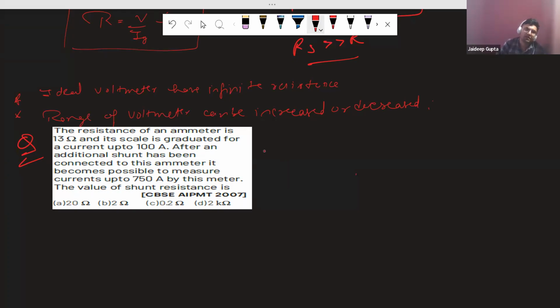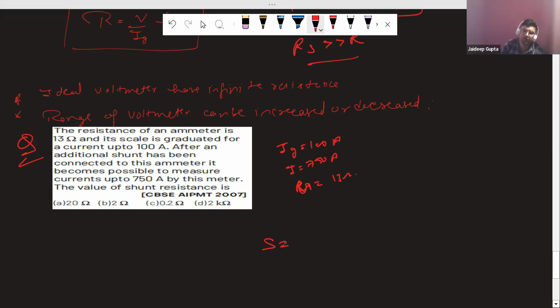Now, what is given? The resistance of the ammeter is 13, and its scale is graduated for current. So Ig is given, the deflection current. After the addition, I is given as 750. R is given. That is, the galvanometer's current is given. Resistance is given as 13. What was the formula? I equals to, what was the formula? Please, Alan, let me know. S equals to, we have to calculate the shunt.